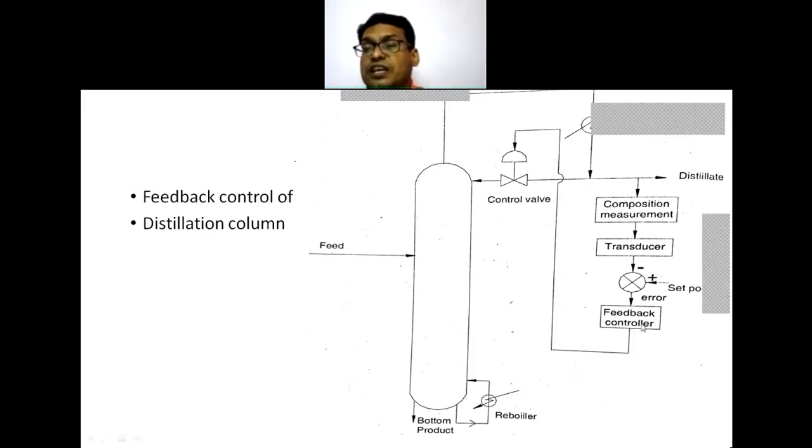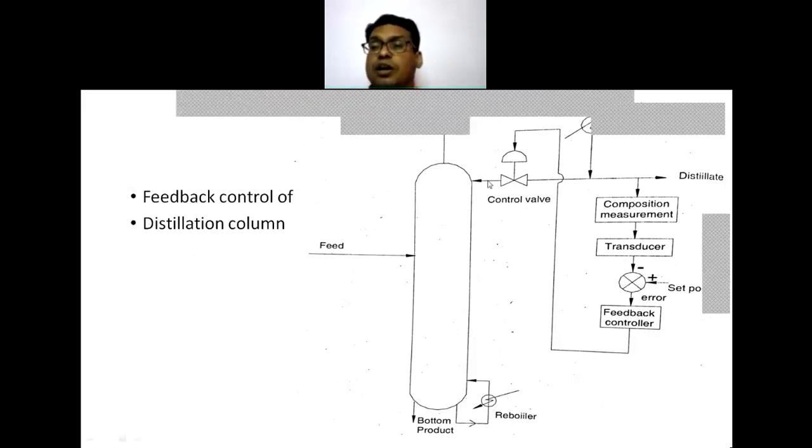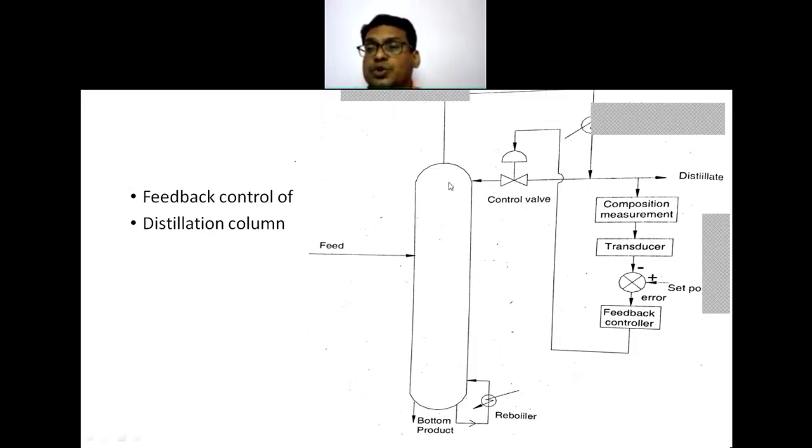This generated error is sent back to a feedback controller. This feedback controller takes action on the control valve to adjust the amount of reflux which is going into the distillation column. Depending on the amount of liquid going back into the distillation column, that is your L by D ratio. L is the reflux and D is your distillate. So this L by D ratio is to be adjusted.